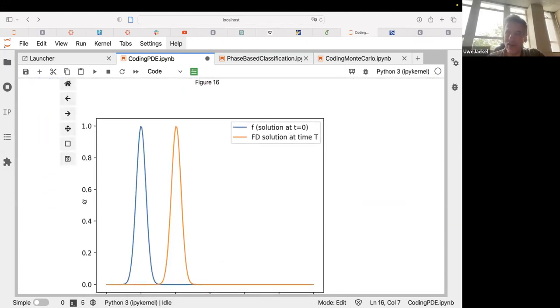So we have our first numerical solution, and it looks so far quite nice. Yeah, reason to celebrate.